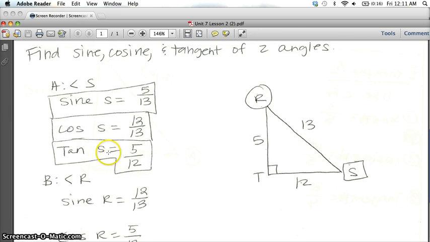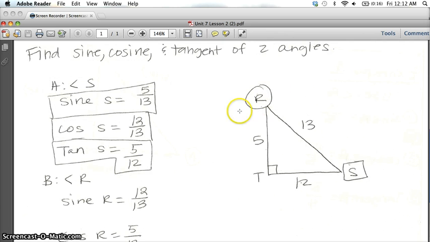And then last, we're going to have the tangent. And tangent is TOA, which is opposite over adjacent. So we're still starting at angle S, and we have opposite over adjacent. So our opposite side is 5, our adjacent side is 12. So the tangent of angle S is 5 over 12.